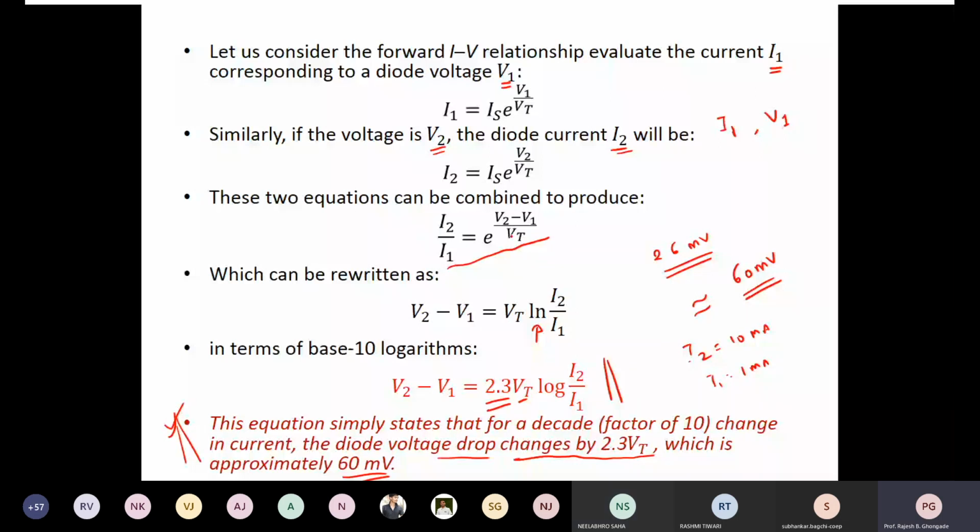Look at this slide. 2.3, why does 2.3 come into the picture? Because I am converting from natural log to log to the base 10. That is where this 2.3 comes into the picture. This is a constant quantity, 2.3 into VT. And since VT is nearly 26 millivolts, multiplied by 2.3, what do you get? Approximately 60 millivolts. Exactly. So now you have understood where this 60 millivolts comes from.